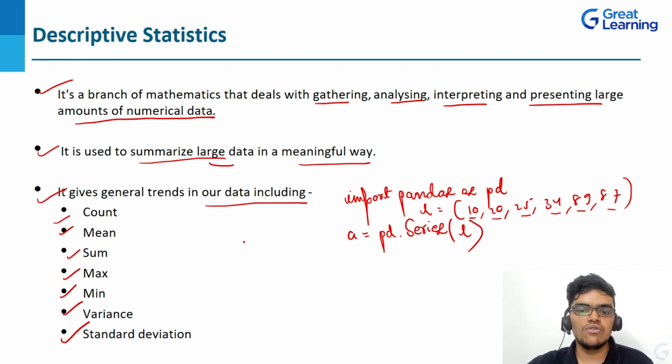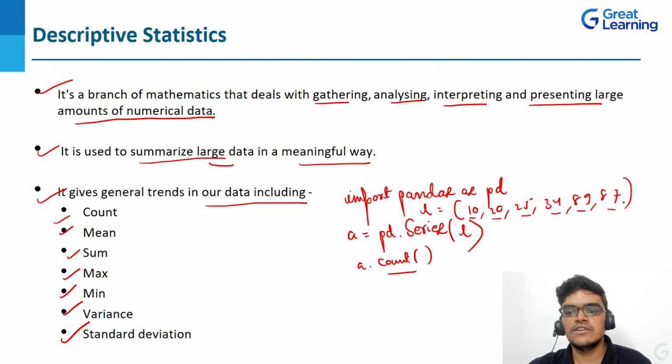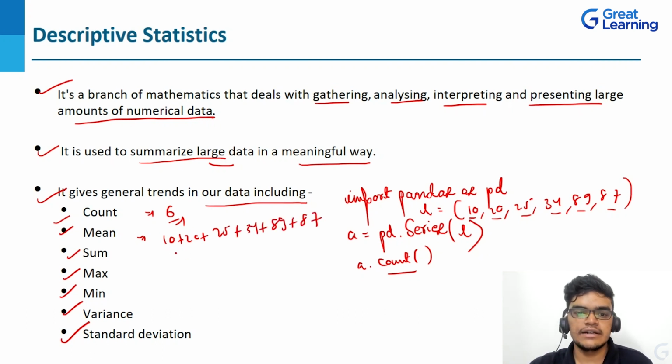If I want to know the count, I can just use the count function. I will simply write a.count. In count, if you see how many values we have here, 1, 2, 3, 4, 5, 6, we'll get count as 6, right? Now talking about mean, if you want to calculate the mean, it means the addition of all the elements divided by the total number of elements. So how to calculate the mean? I will write 10 plus 20 plus 25 plus 34 plus 89 plus 87 divided by 6. So I'll get my mean.